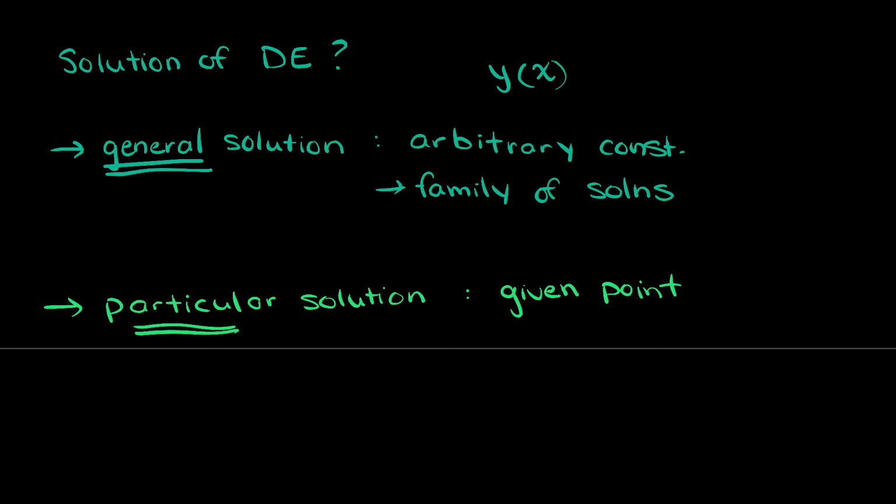And this is pretty much similar to what we were thinking about with integrals, right? If we just take an integral of a random function, then we would have an arbitrary constant. But if we were given a point that's on it, for example, we might be able to solve for that constant and then determine a particular solution for that integral. Same thing here. If we are given some information, like a point, for example, we are probably going to be able to solve for that arbitrary constant.